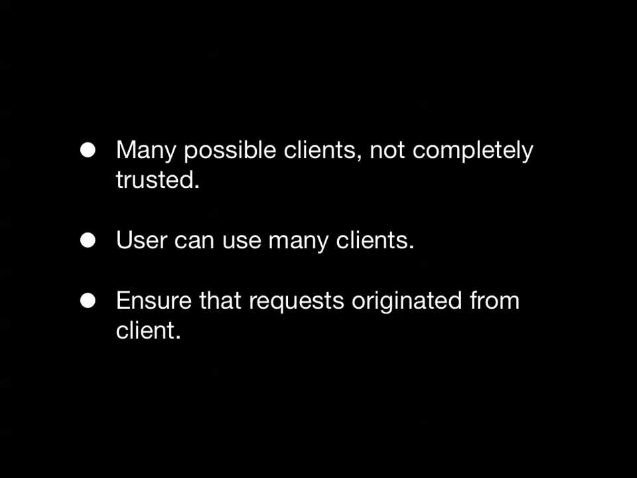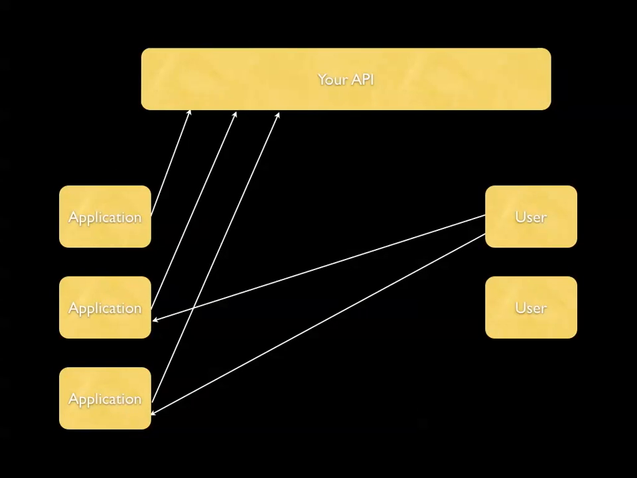So clients aren't necessarily trusted. We want users to be able to use multiple clients without storing their credentials in these clients. And we want to ensure that requests that are made from a client do originate from that client indeed. And sorry about the color scheme again. Say that we have a whole bunch of applications. We've got three of them here. We've got a couple of users, and we've got a service at the top.